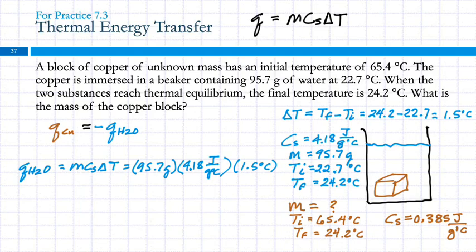So I multiply those things. Oops. And I find that Q for the water is equal to, my calculator is saying, 600.039. The grams cancel, the degrees Celsius cancel, and this is joules. Because of that small change in temperature, I only have two significant figures, so that would be this one right here.